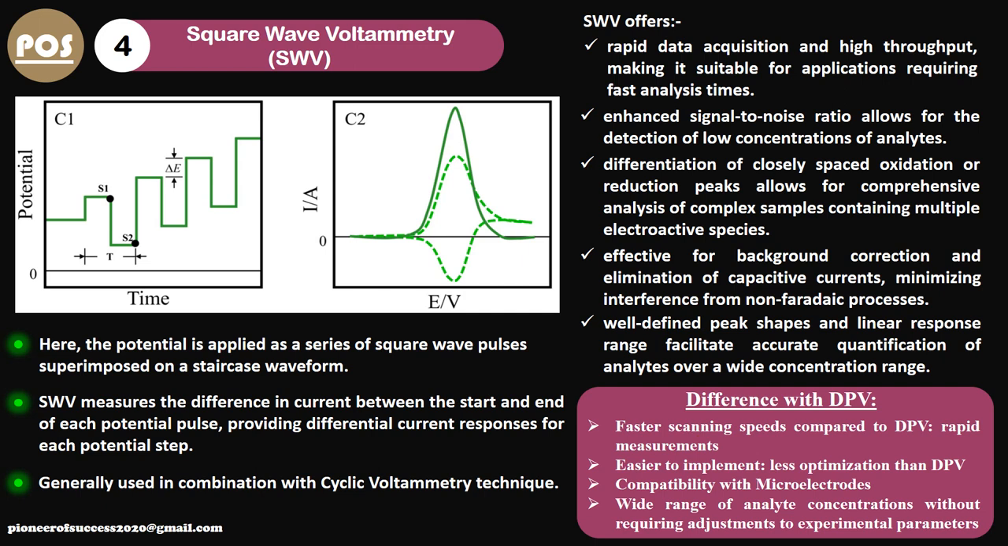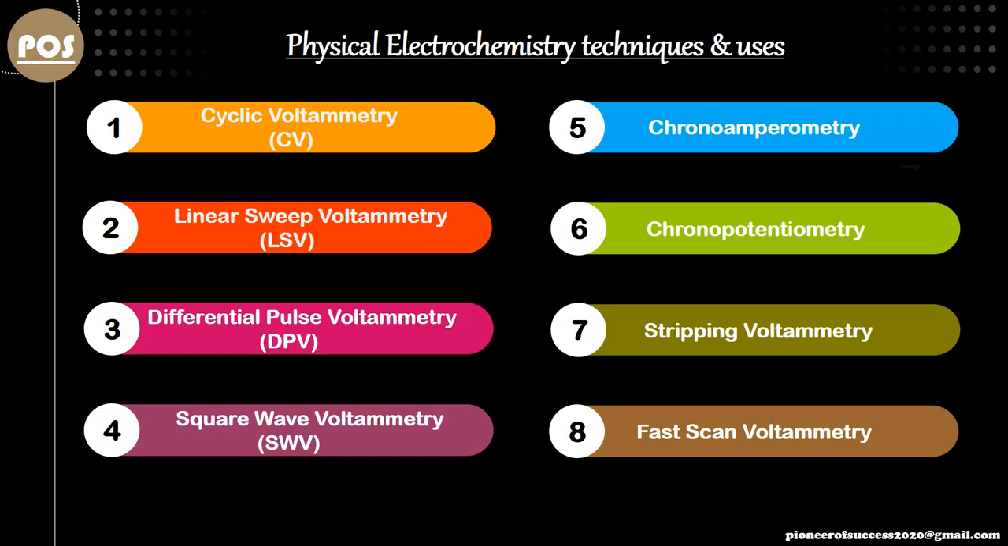So now our task would be to unearth each and every type of voltammetry. Initially we'll do about those four which we have already discussed, and later on we'll talk about the other four, that is chronoamperometry, chronopotentiometry, stripping voltammetry, and fast scan cyclic voltammetry. So all those things will come one by one.